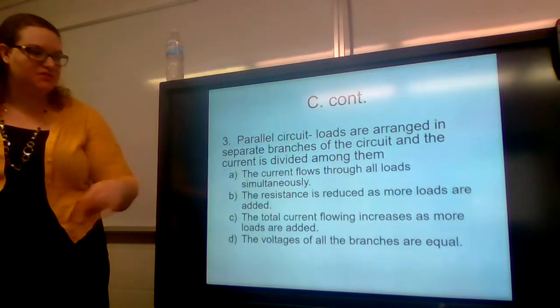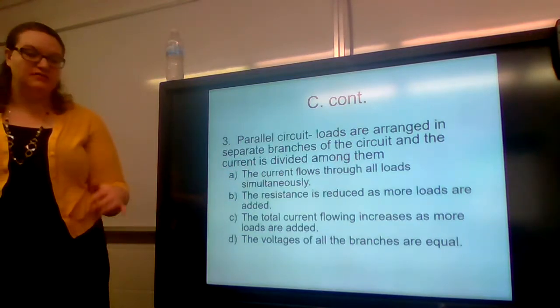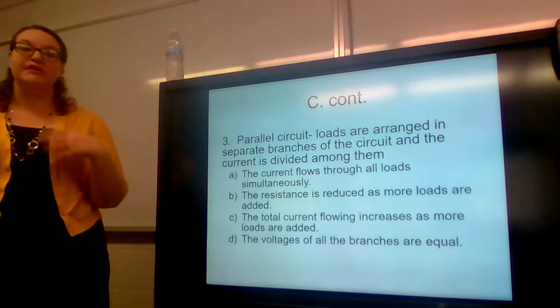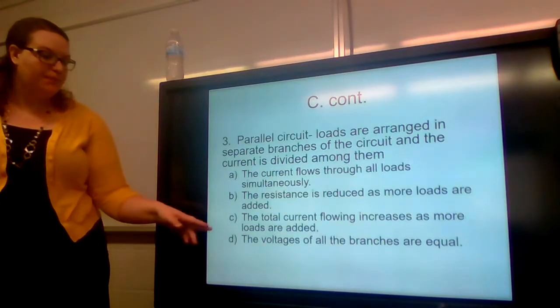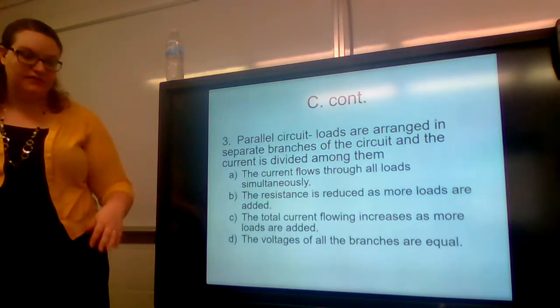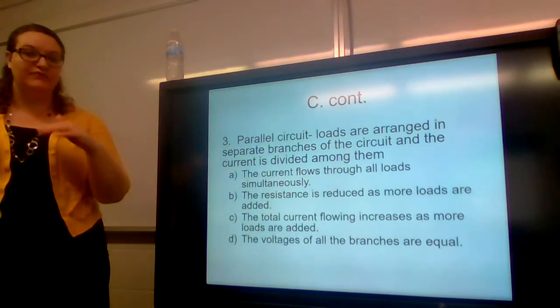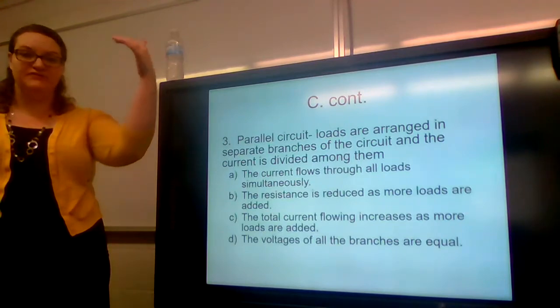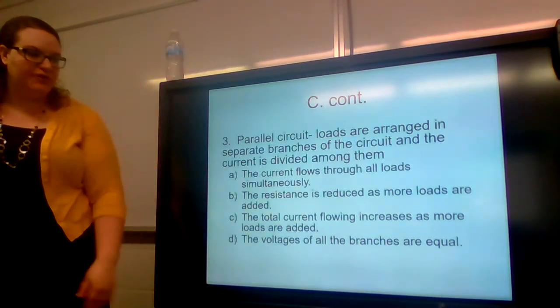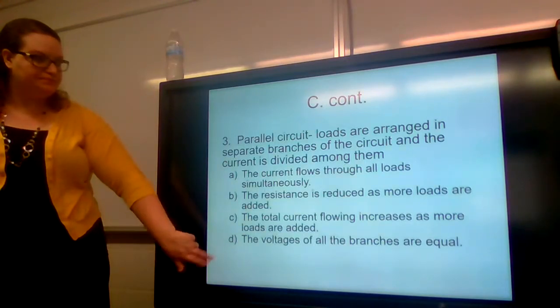The resistance is reduced as more loads are added, so the more loads you put on, the less resistance it's going to face, the more easily it's going to be able to flow. And then the total current flowing through increases as more loads are added. So here, if you start with 5, you add more loads, you can go up 5, 10, 15, 20, and so on and so forth. And then the voltages of all the branches are equal.